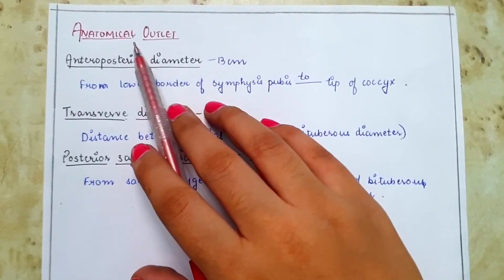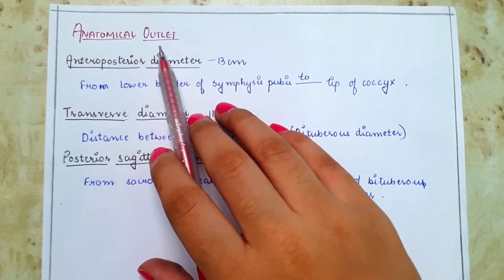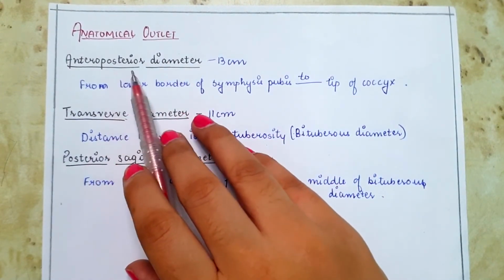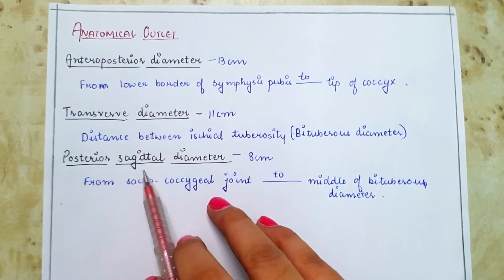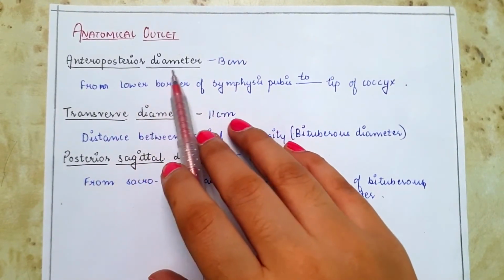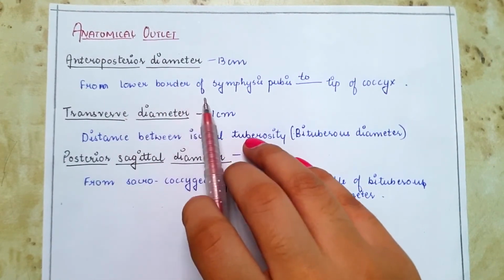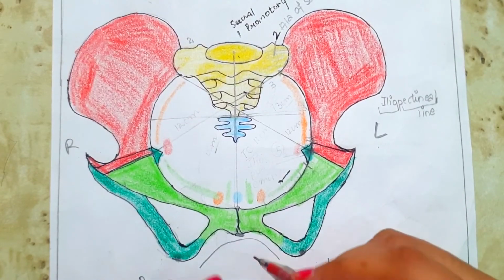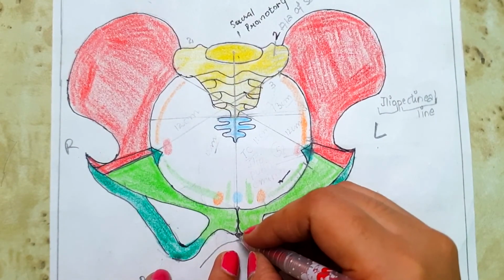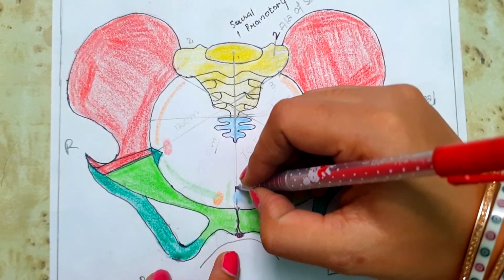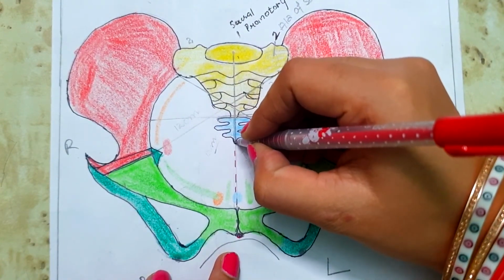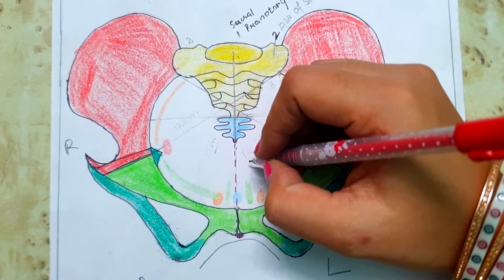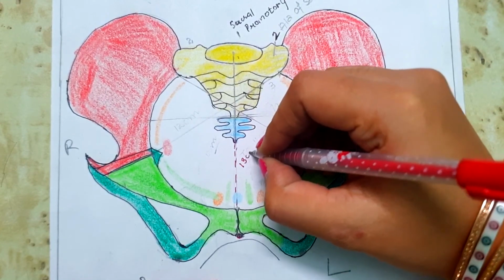After the obstetrical outlet, next is the anatomical outlet under the pelvic outlet. It also has three diameters: anterior posterior diameter, transverse diameter and posterior sagittal diameter. Starting with the anterior posterior diameter, it extends from the lower border of the symphysis pubis to the tip of the coccyx, and it is 13 cm.